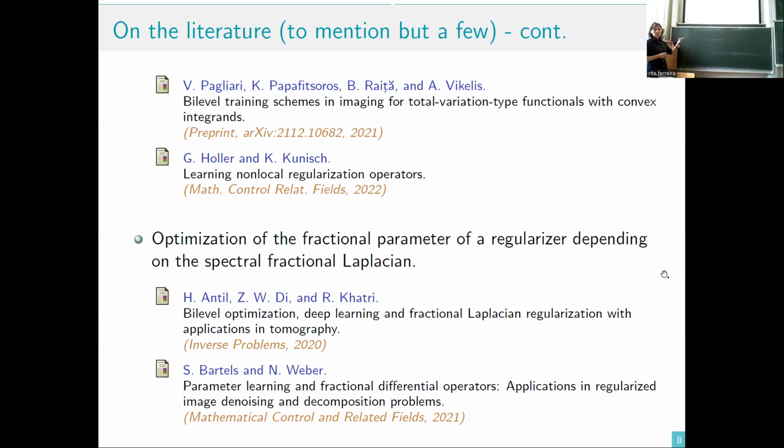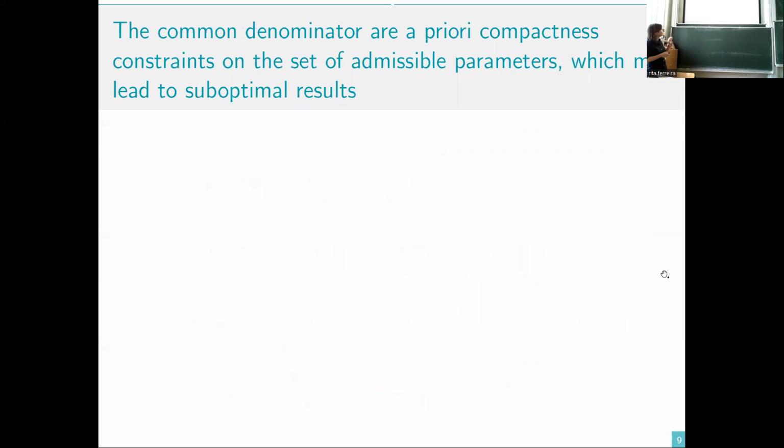Now, what is common in all these works that I'm mentioning here and some more is that there is some kind of a priori compactness that is imposed on the admissible parameters, which may lead, in some sense, to suboptimal results. Let me give you an example.